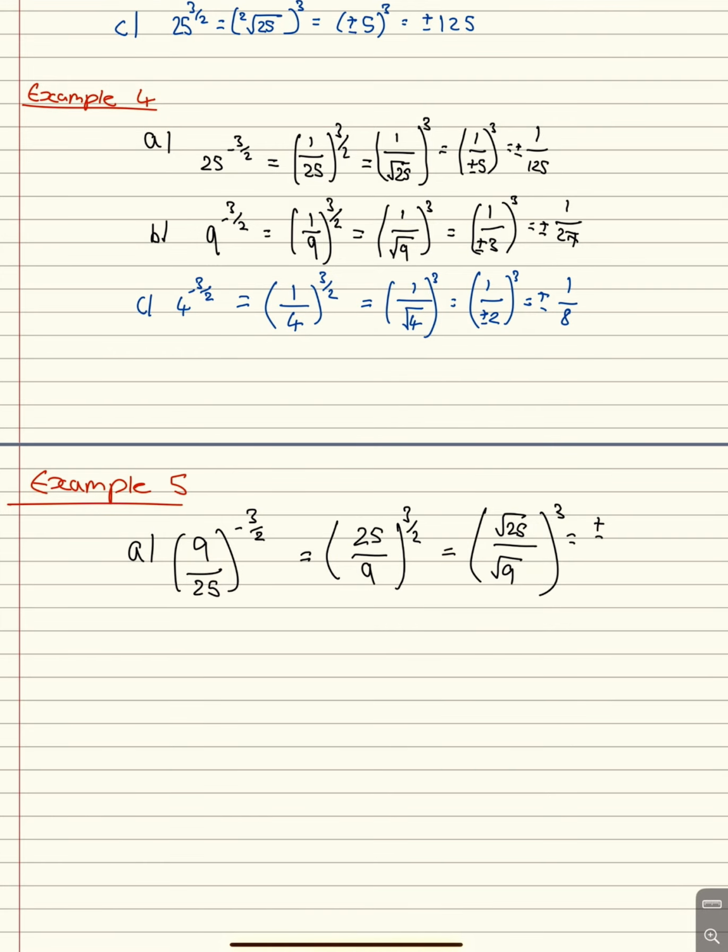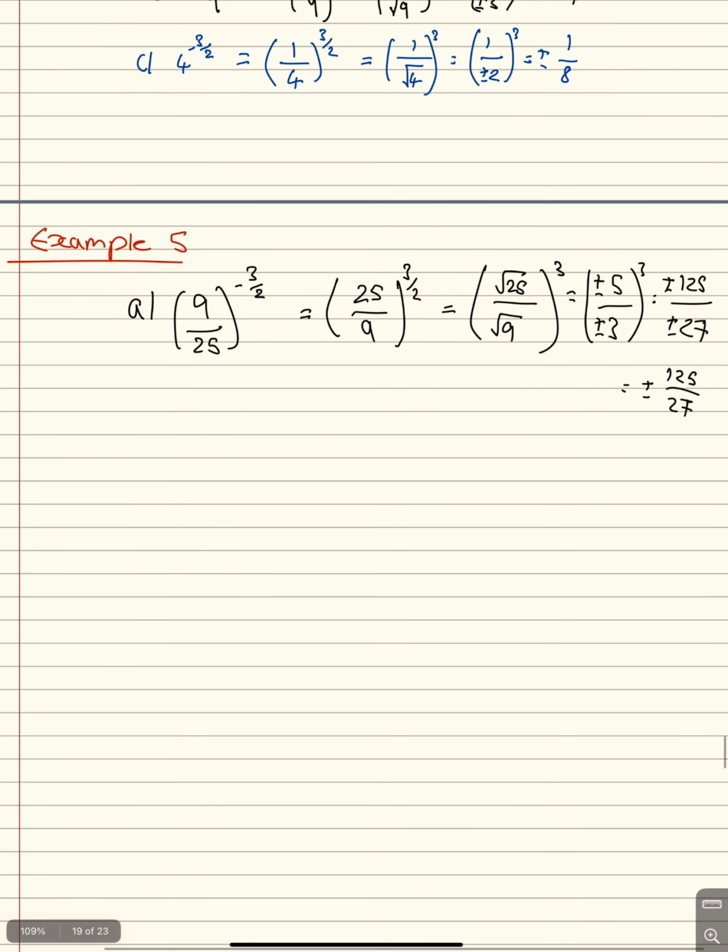Now the square root of 25 is plus or minus 5, and the square root of 9 is plus or minus 3. Put that all to the power of 3, we get an answer of plus or minus 125 over plus or minus 27, which is equal to plus or minus 125/27.